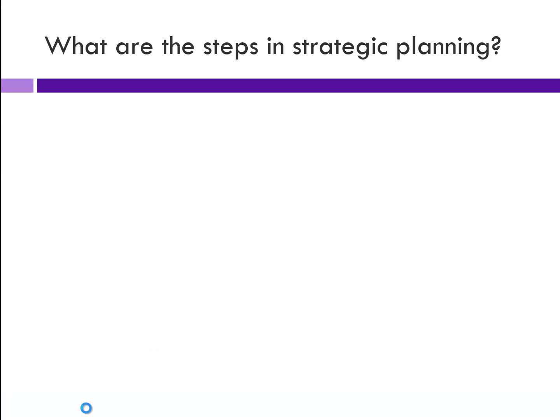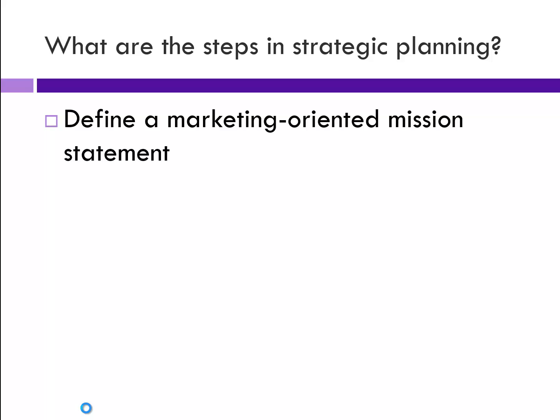So the first part of this chapter is the steps in the strategic planning process, which are very similar to what you've seen if you've had other management classes. You've probably seen something similar to this before. We start with defining a market-oriented mission statement. A mission statement is the guiding principle of the company, and almost everybody has a mission statement. That doesn't mean they're all good.